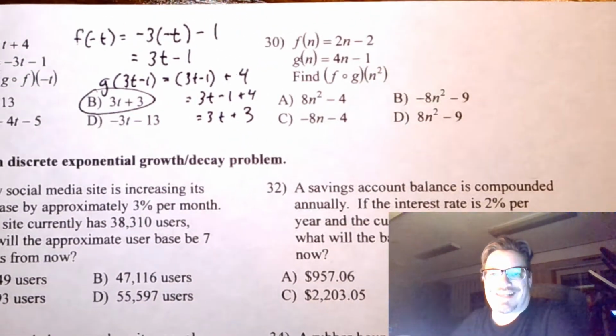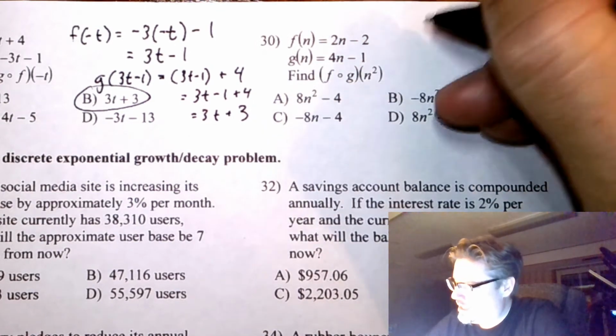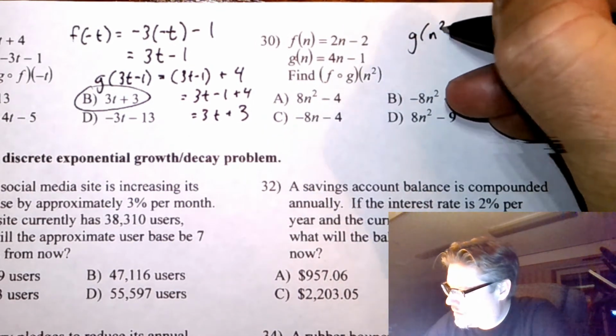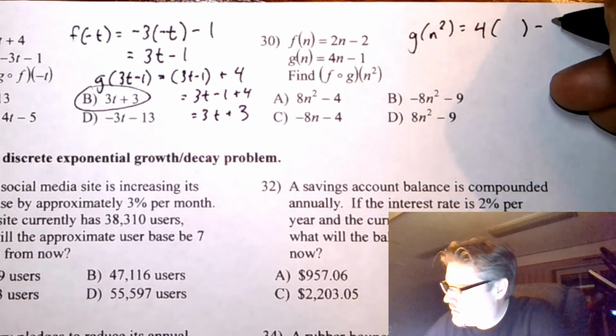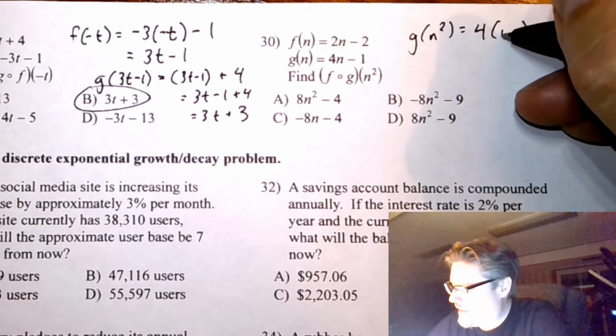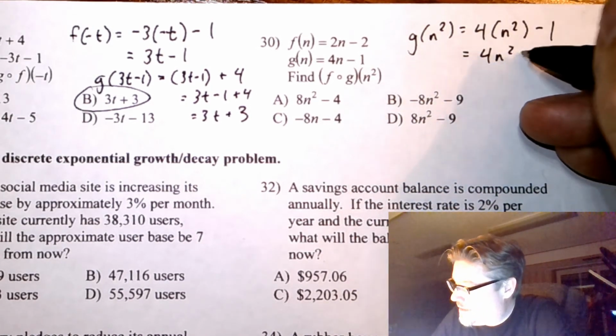All right, same process here, but now you've got n squared going into the g function first. So g of n squared equals 4, valve open. Okay, and I just put in the n squared. Cool, no big deal. That actually ends up being 4n minus 1.